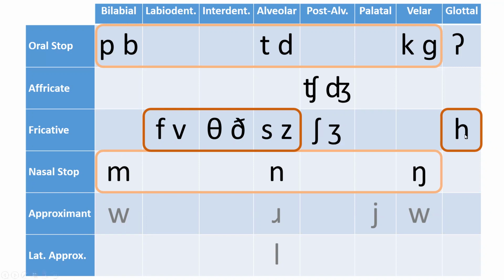But you notice here, we have some sounds that all have unusual symbols. And the last thing I'm going to talk about in this video is those sounds, these gray sounds down here. They actually have some similarities to vowels, and we'll talk about them on Monday.